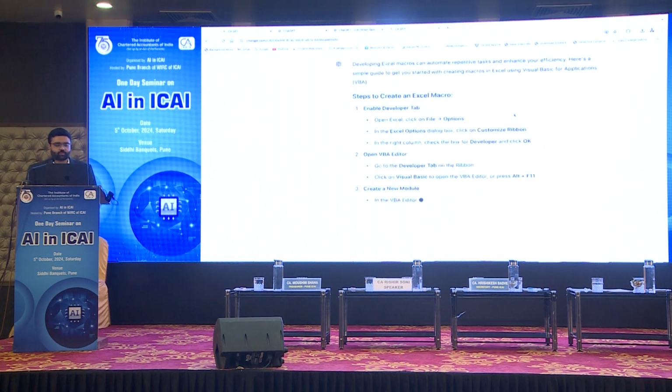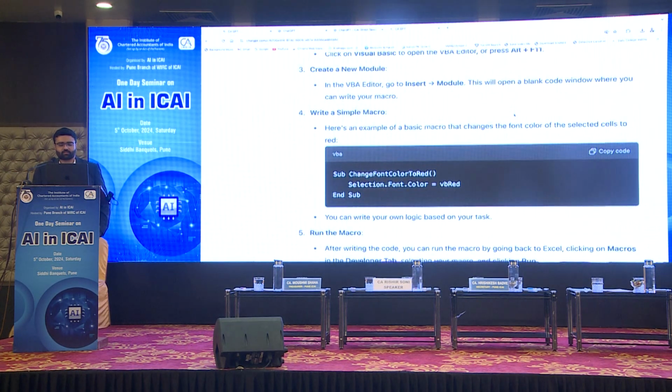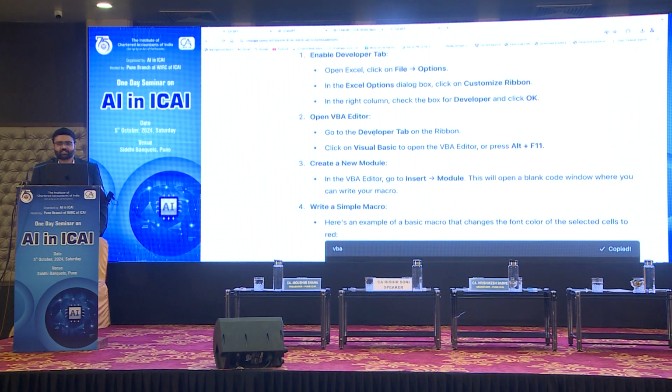So first of all, it's giving us the process. Enable the developer tab, open VBA. And this is a simple macro which it has given, that if I want to change the font color to red, I can just click on that macro. It has given me the entire code. All I need to do is copy the code, paste it in the developer tab and run my macro. It's as simple as that.